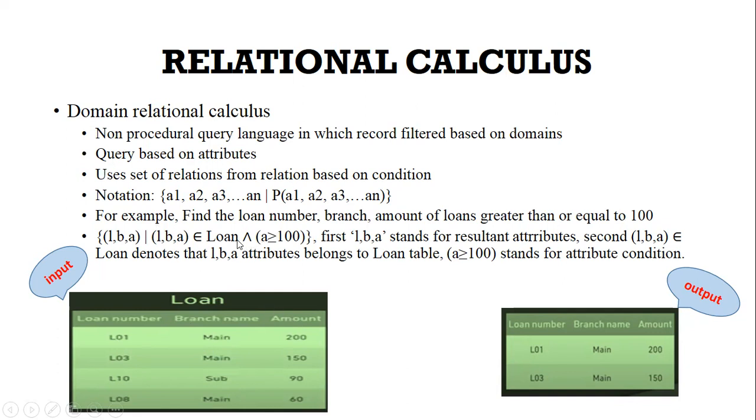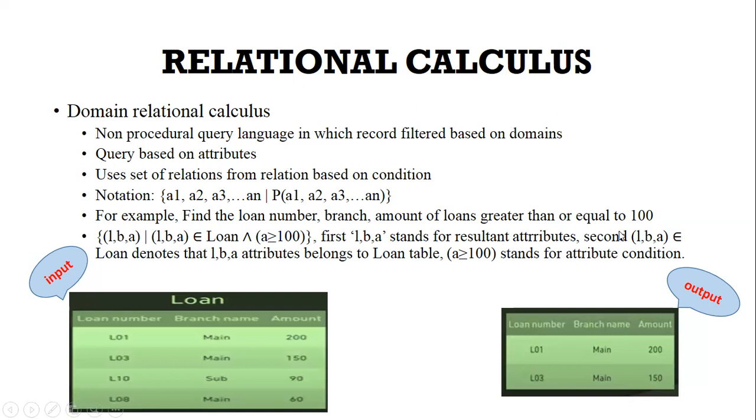We want all the loan number, branch and amount of loans greater than or equal to 100. So LBA, such that LBA is an element of loan where amount is greater than or equal to 100. First, LBA stands for resultant attributes.